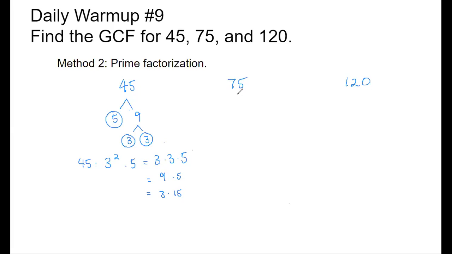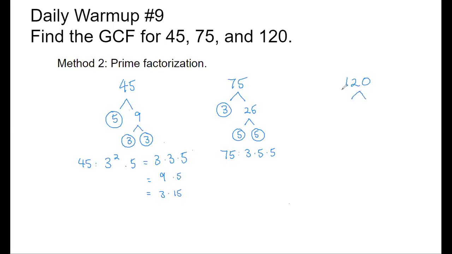So let's move on to 75. I know 3 times 25 goes into 75, and then I just break up 25, that's 5, 5. Okay, easy peasy. 3 times 5 times 5.